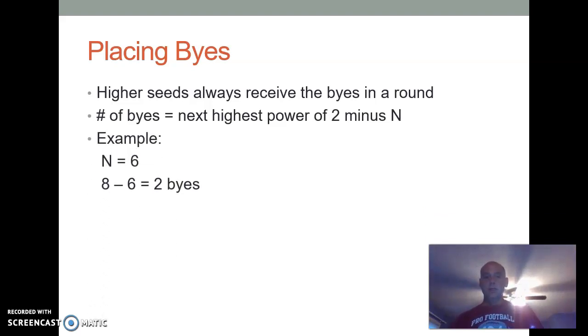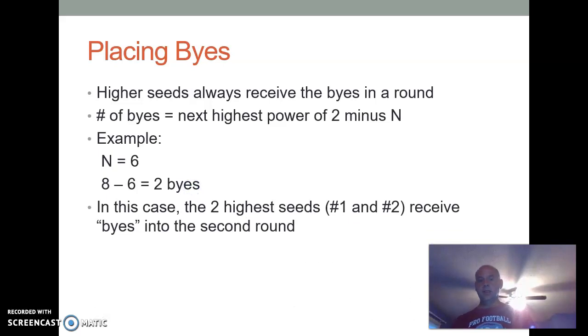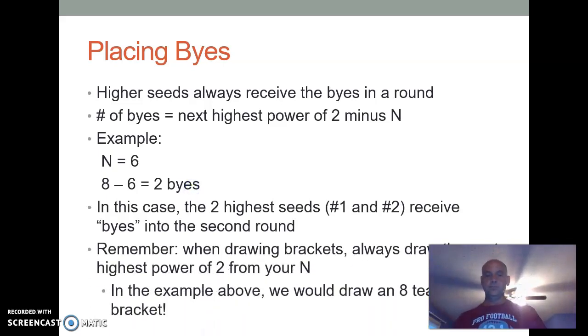Here's an example. N equals 6, but we have to go out to that third power of 2, which is 8. So 8 minus 6, we get 2 byes. 1 and 2 get a bye, everybody else is playing. In this case, the 2 high seeds, 1 and 2, receive the byes, and they get into the second round.